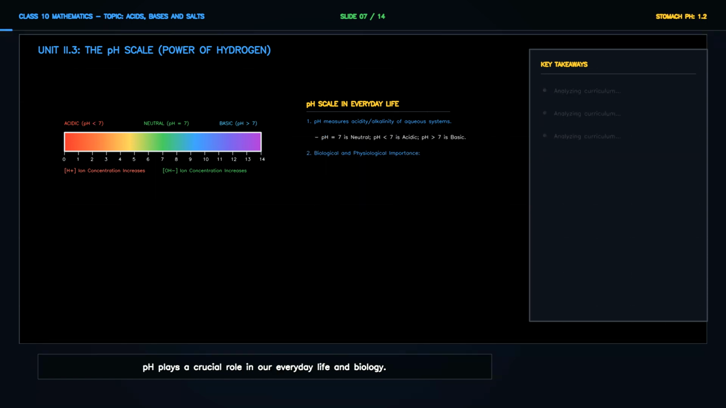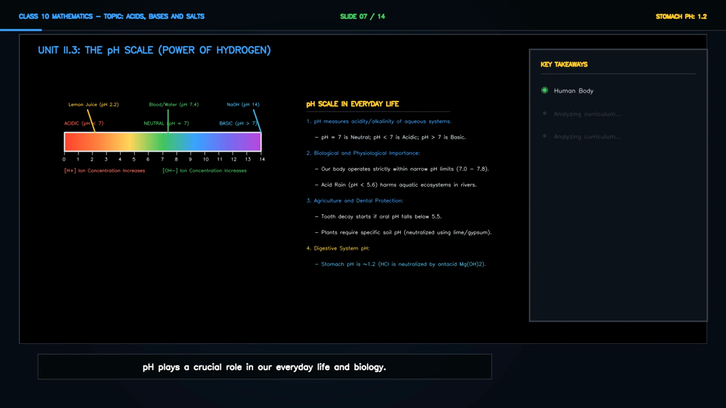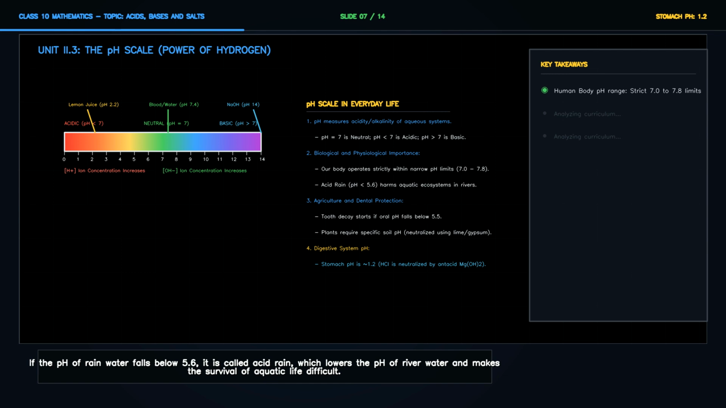pH plays a crucial role in our everyday life and biology. Our body works within a narrow pH range of 7.0 to 7.8. If the pH of rainwater falls below 5.6, it is called acid rain, which lowers the pH of river water and makes the survival of aquatic life difficult. In our digestive system, the stomach produces hydrochloric acid, pH around 1.2, to digest food without harming the stomach walls.